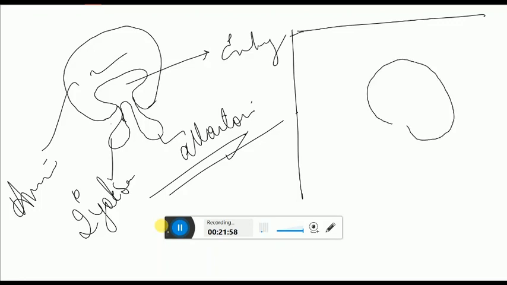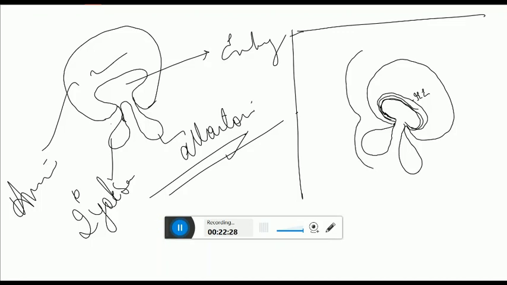This is amnion. This is embryo. Three-layer. This is intra-embryonic ectoderm. This is amnion, secondary yolk sac, allantois. This is chorionic cavity, that is extraembryonic coelom.